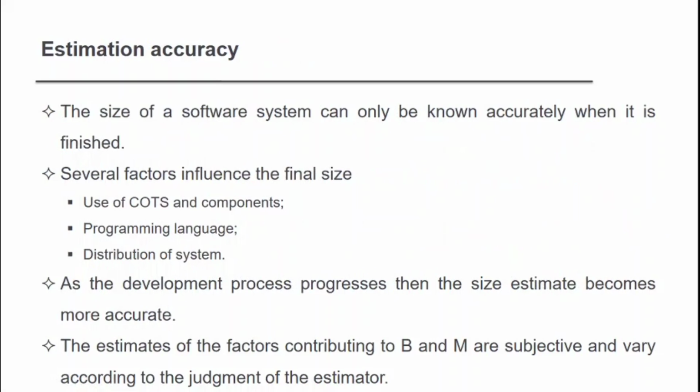Estimation accuracy. The size of the software system can only be known accurately when it is finished. Several factors are involved in the final size: use of components, programming languages, distribution systems. As the development process progresses, the size estimate becomes more accurate. The estimates of the factors contributing to B and M vary subjectively according to the judgment of the estimators.